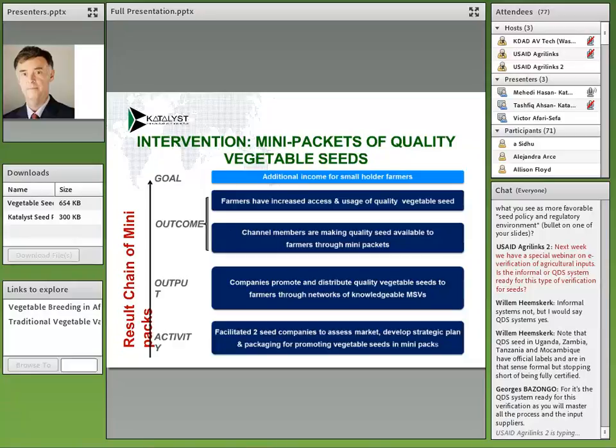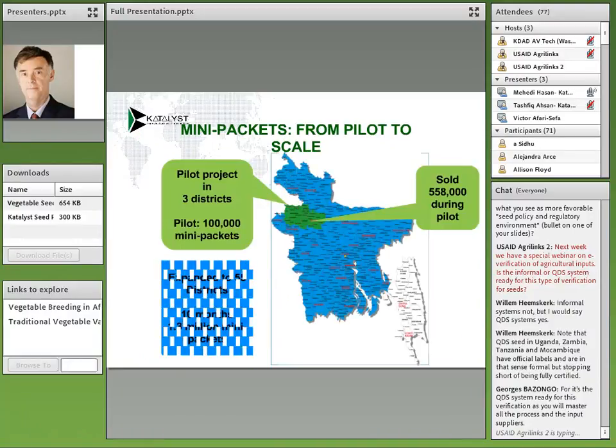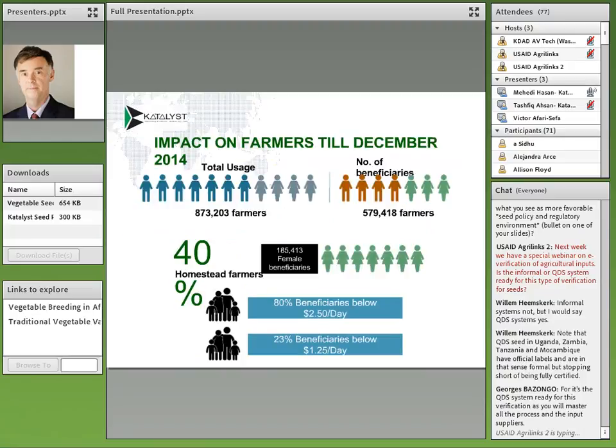Initially, we facilitated two seed companies to assess the market, develop a strategic plan, and design packaging for promoting vegetable seeds in mini packs. Then the company started promoting and distributing quality vegetable seeds to farmers through networks of knowledgeable mobile seed vendors. Then channel members were making quality seed available to the farmers through mini packets, and the smallholder farmers had increased access to and usage of quality seed on the farm.